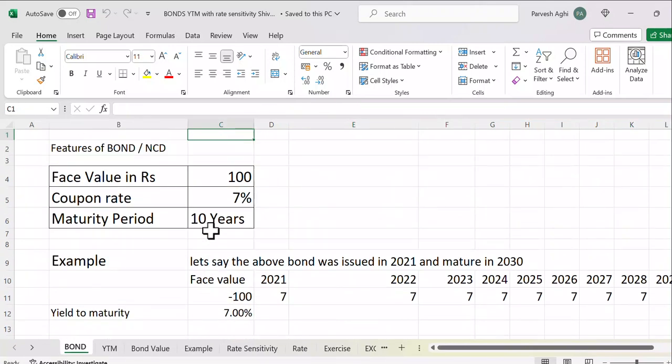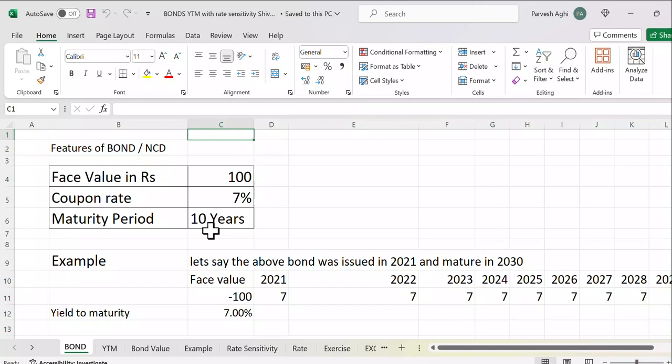Now, you might have studied the subject of bonds in financial management, isn't it? Okay. So, a bond has a face value, a coupon rate, and a maturity period. I'm taking an example where the bond face value is 100 rupees and the coupon rate is 7%. Normally, it is a rate which is the current market rate, currently hovering around 7%. The maturity period of this bond is 10 years. It's a 10-year bond which has been issued by an issuer.